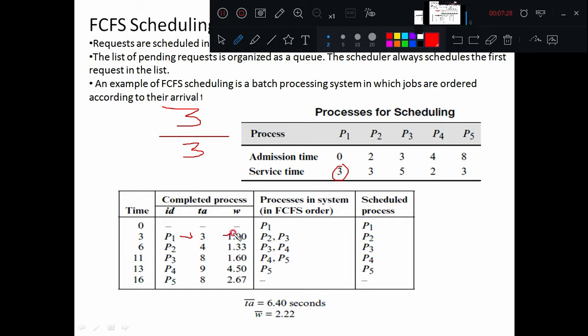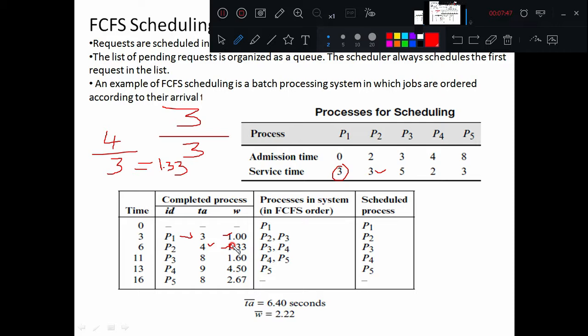Next, what is the turnaround time of P2? P2 is 4 and its service time is 3. So what is the ratio? It is 4 divided by 3, which is equal to 1.33, right?